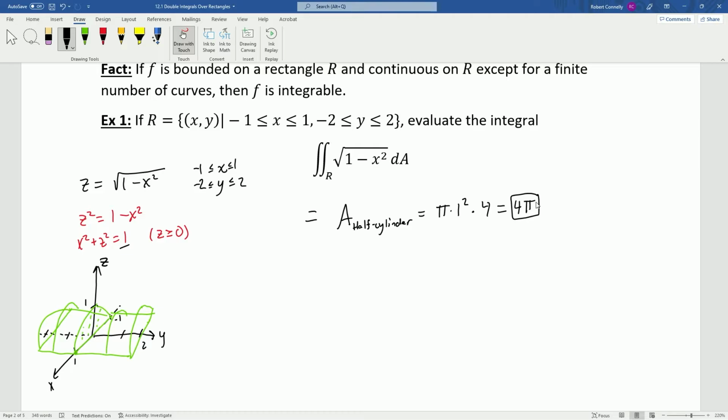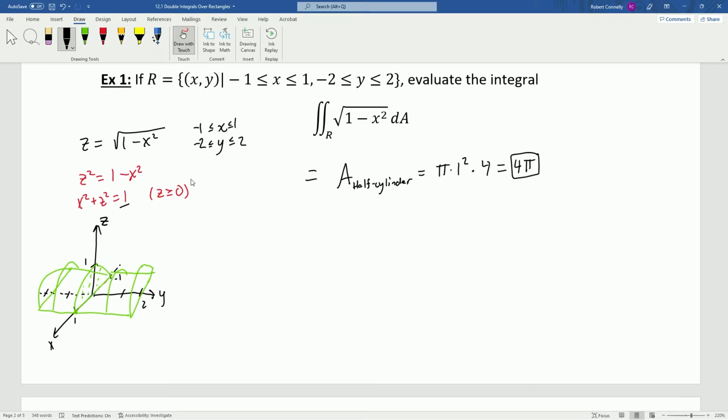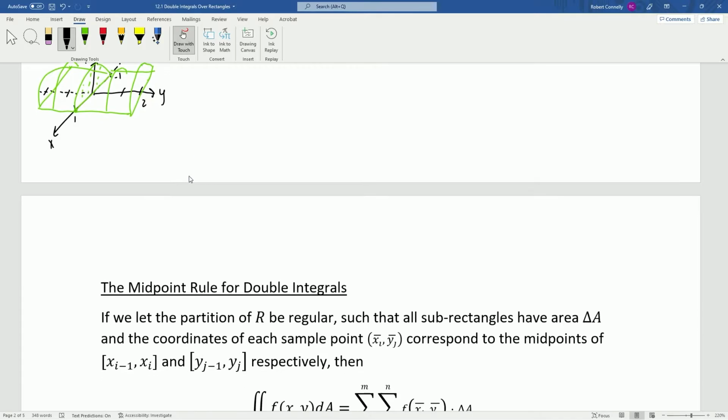So even if you're a terrible artist like me, you can still draw a picture good enough, hopefully, to interpret this problem and figure out what it's asking you to do. All right, so let's go ahead and move along.